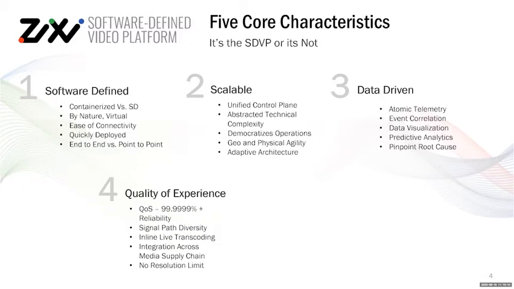Fourth, you need the quality of experience, and it's probably the most important. So you need a software-defined video platform that will give you six nines of reliability or better. You need signal path diversity. You need architectures that are built with the proper redundancy. You need inline transcoding. Integration across the media supply chain. So it's not point to point, but you're going through the whole media supply chain and using this platform to manage it all the way from end to end.